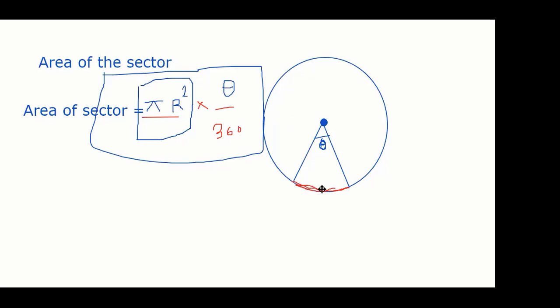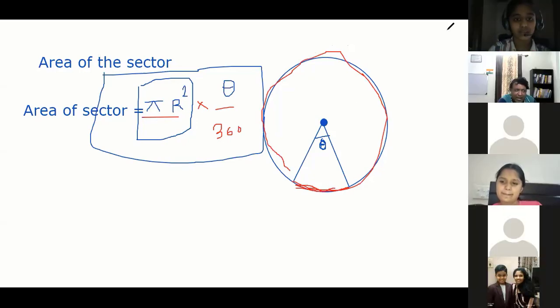See, length of the arc. This length of the arc. What is length of the arc? Length of the arc comes from circumference. This whole is circumference, right? What is circumference, Kripa? Instead of pi r square, you will write 2 pi r. That's it. Full circumference is 2 pi r.